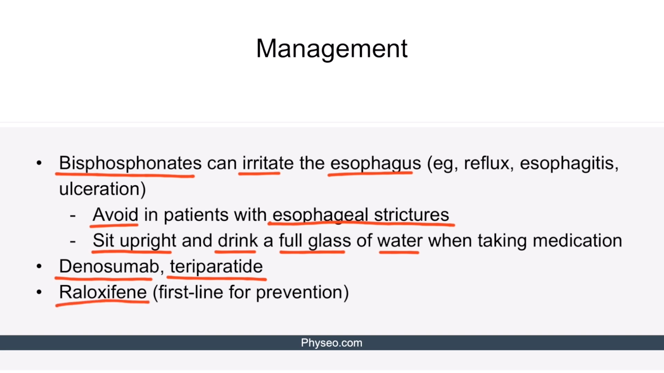Denosumab and teriparatide are medications that may be used in patients that don't tolerate bisphosphonates very well. Raloxifene is a selective estrogen receptor modulator, or SERM, and that can be given to osteoporotic patients that don't tolerate bisphosphonates or are at risk of invasive breast cancer. And it can also be given as first-line therapy for the prevention of osteoporosis. This drug is particularly high yield because of its unique mechanism of action, and we'll highlight that on the next slide.